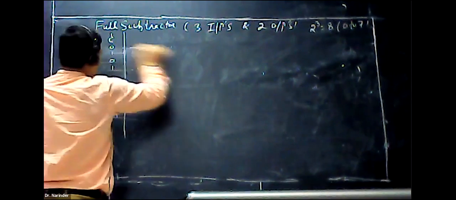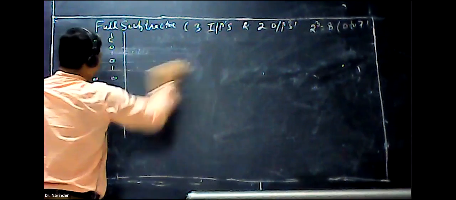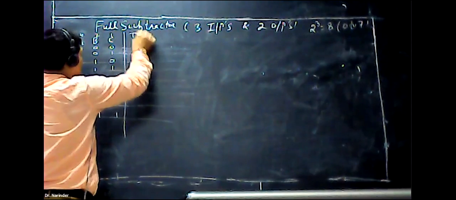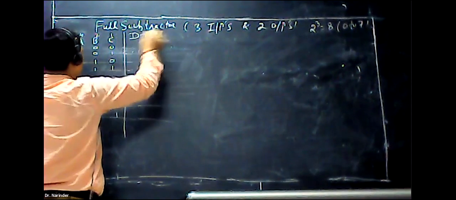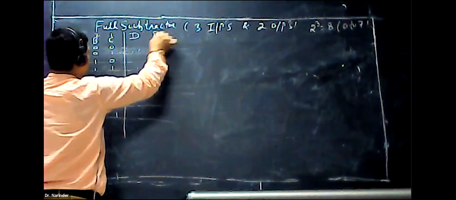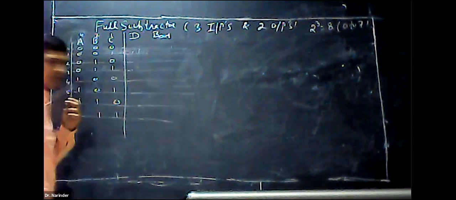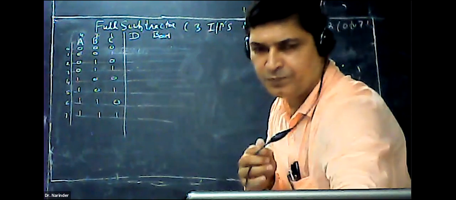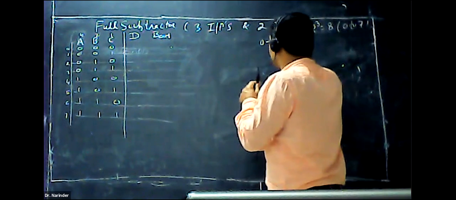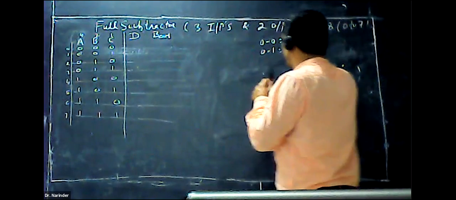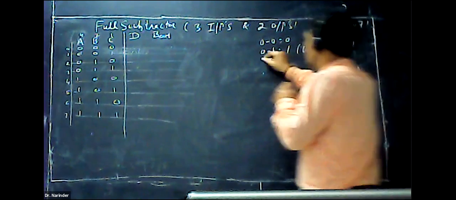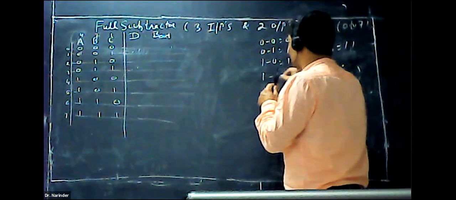Now you have to find out the difference. It is denoted as D. There are two outputs, the difference, and if there is a borrow, we write a borrow out. We will use the concept: 0 minus 0 is 0. 0 minus 1 is 1 with borrow 1. 1 minus 0 is 1. 1 minus 1 is 0.